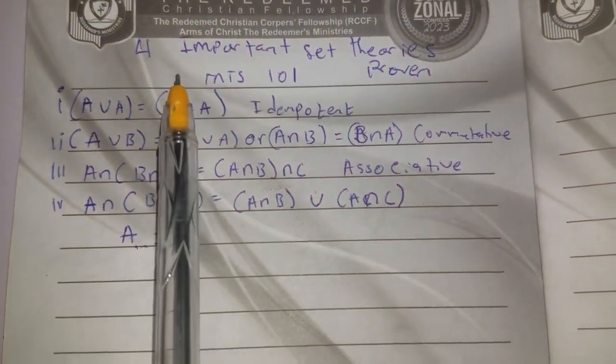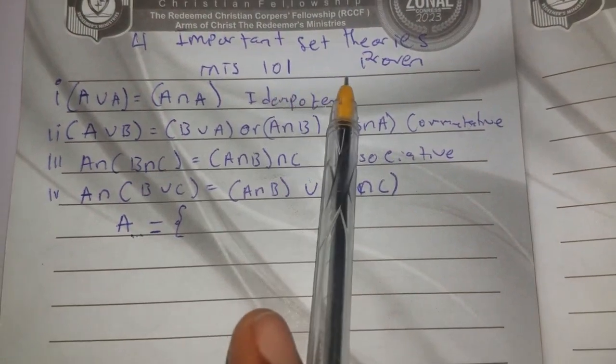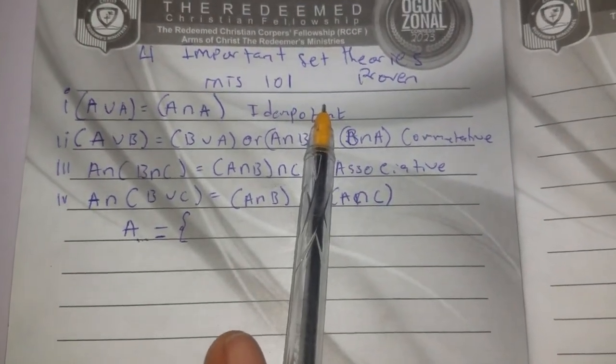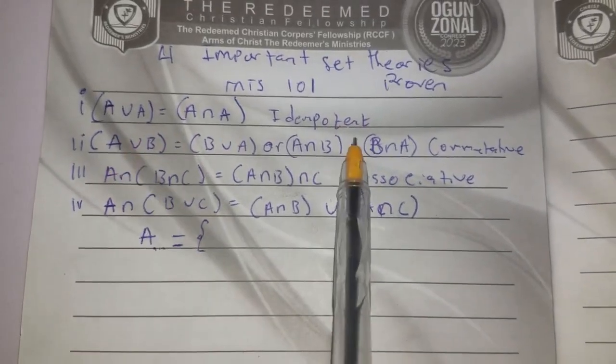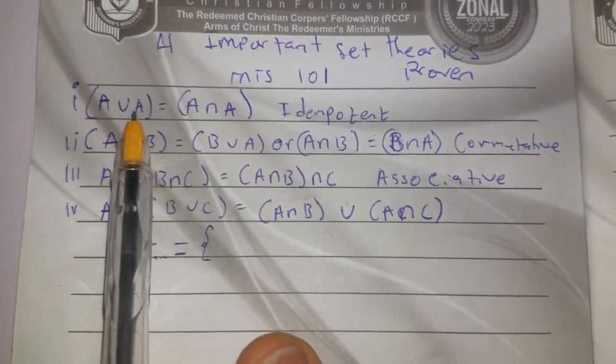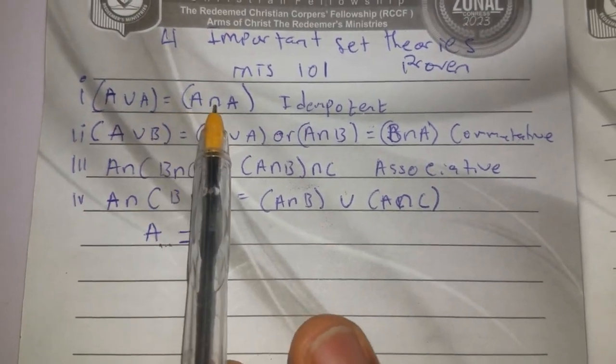Today I'm going to be explaining 4 important set theories. Actually, I'm going to be proving them in better terms. Okay, so now let us start. The first one is A union A is equal to A intersection A.